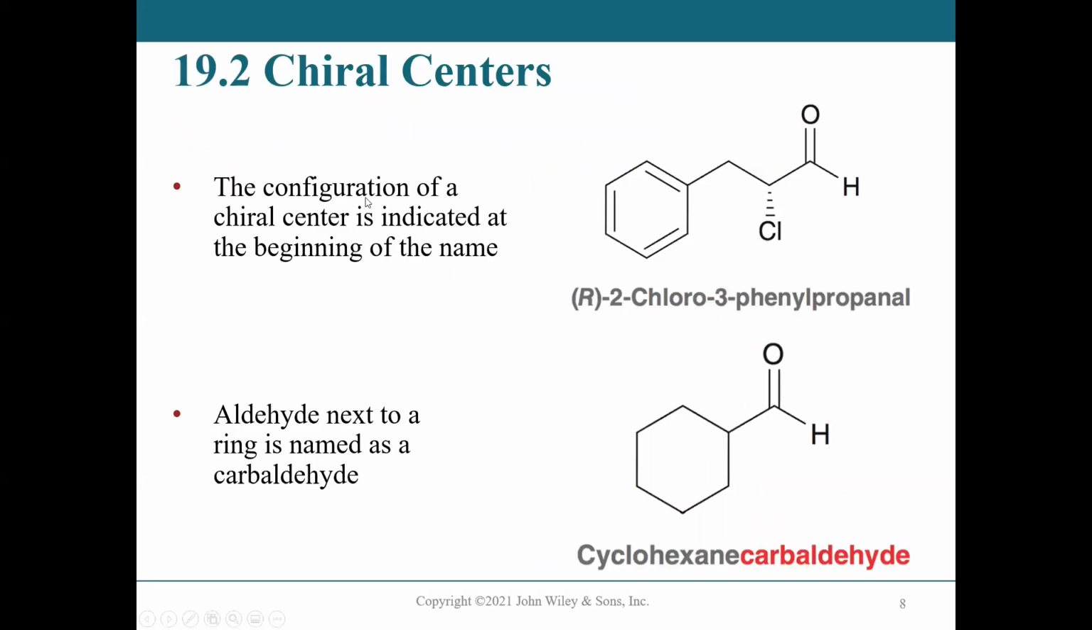For chiral centers, the configuration is indicated at the beginning of the name. So here the chiral center is right here. Going this way, we flip it because the hydrogen is coming out, so this would be the R position. An aldehyde next to a ring is named as a carbaldehyde. So cyclohexanecarbaldehyde, because this is an aldehyde right next to a ring.